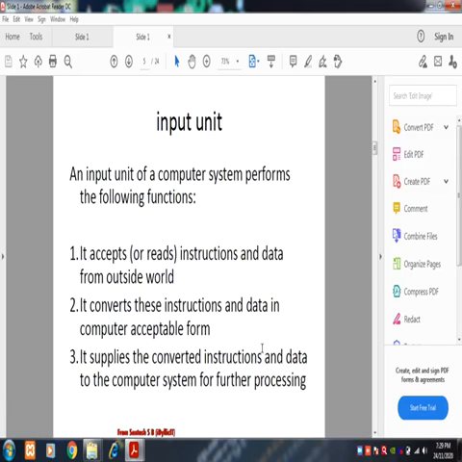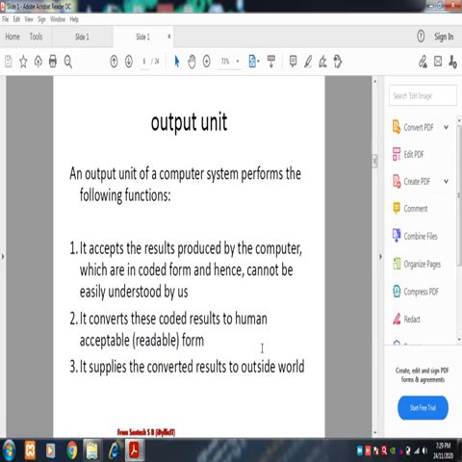It supplies the converted instructions and data to the computer system for further processing. Yes, you have given some instructions as input, then it converts them, and what to do next? You have to do arithmetic operations, or logical operations, or you are going to store that somewhere. Like that, it supplies the converted instructions and data to the computer system for further processing.